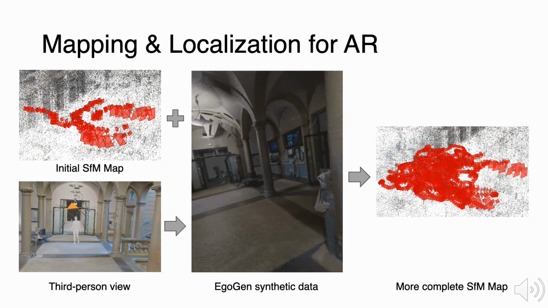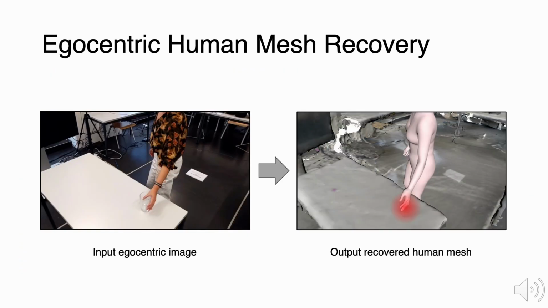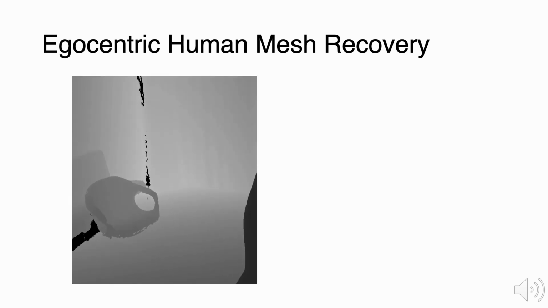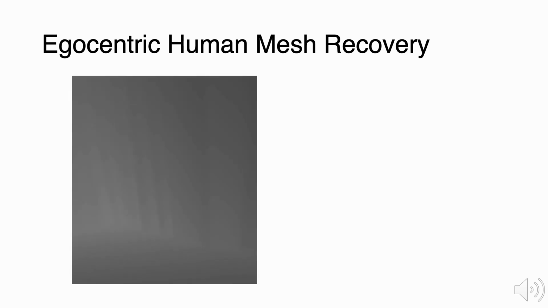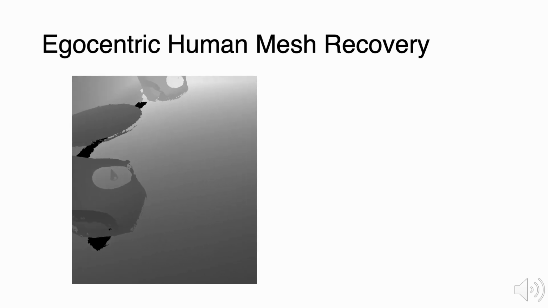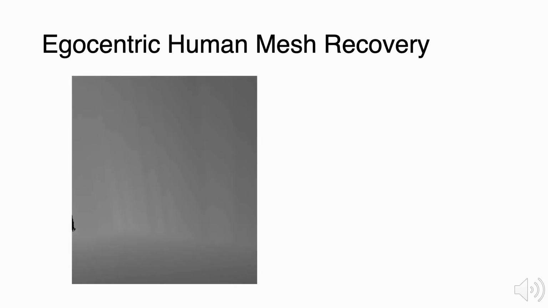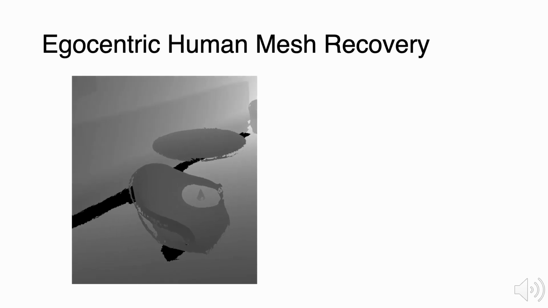EgoGen shows potential for building mapping and localization datasets for AR and digital twin scenes and enhances privacy preservation. Egocentric human mesh recovery aims to recover human body pose and shape given an egocentric image as input captured by head-mounted devices. We use EgoGen to generate 105,000 synthetic depth data by simulating 2 virtual humans switching locations in EgoBody scenes. We sample gender, body shape, and initial body pose to diversify human motions.